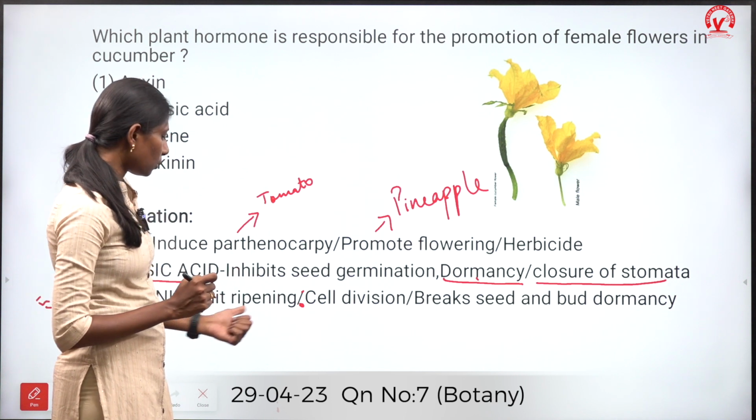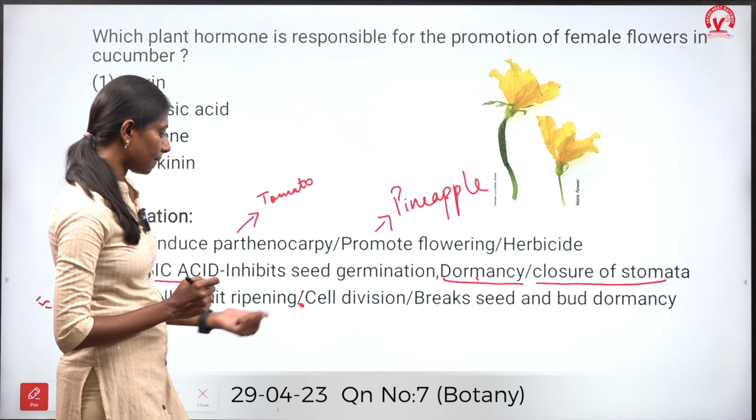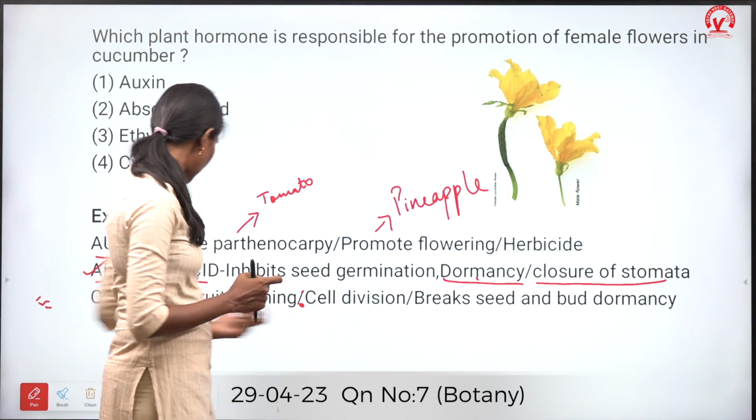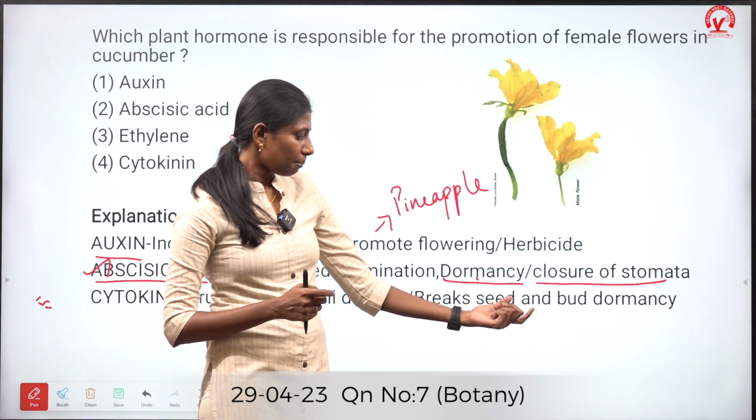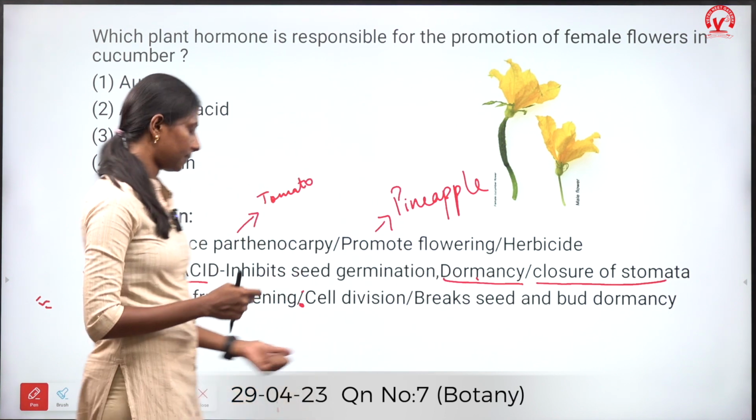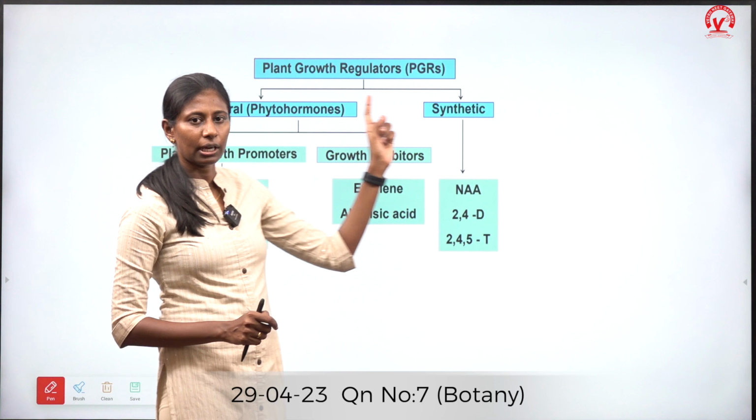Cytokinin, fruit ripening, it will promote fruit ripening and also cell division. Cyto means division, cell division. So it will break the seed and bud dormancy. You have to know plant growth regulators.